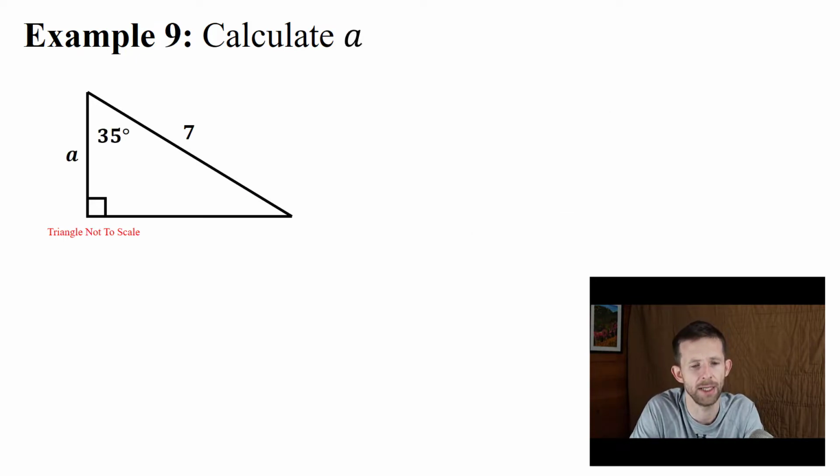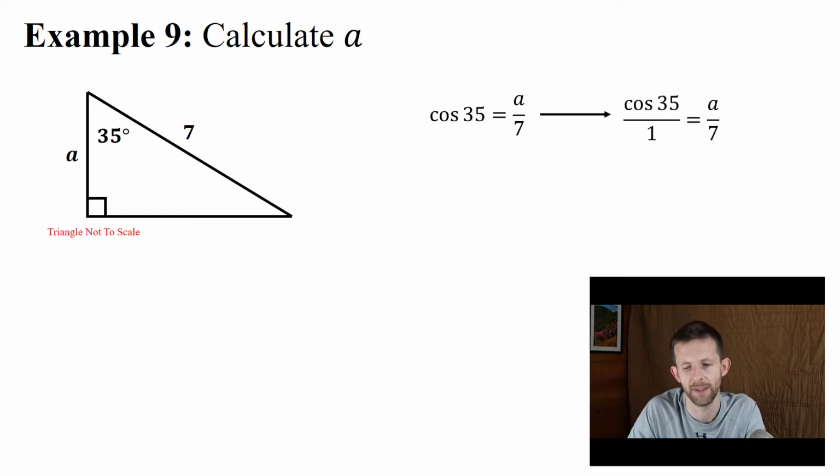For example 9, I want to calculate the length of A. Again, pause the video, see if you can set it up, solve it yourself, and I'll go over the answer in a second. Hopefully you had a chance to set it up. I've got an adjacent side, I've got a hypotenuse, and my angle is 35 degrees, which again means I'm going to be using cosine. Cosine of 35 is a over 7. Setting my proportion, I get cosine of 35 over 1 is a over 7. When I cross multiply, a is 7 times the cosine of 35, which works out to be 5.734. Again, that's a reasonable answer because it's less than 7.